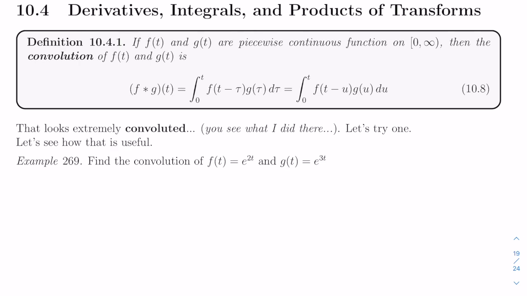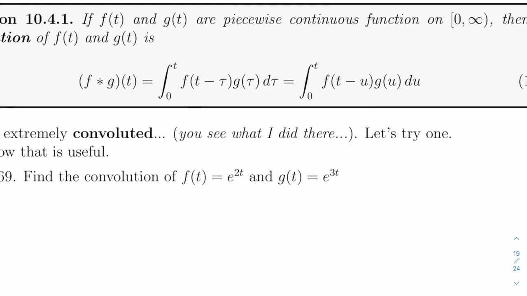Now, here's our definition. If f of t and g of t are piecewise continuous functions on the interval 0 to infinity, then the convolution of f and g is this thing. So f star g, note the notation there, the convolution of f and g, is the integral from 0 to t of f of t minus tau times g of tau d tau, or if tau weirds you out, the one-legged pi, then just use u, okay?